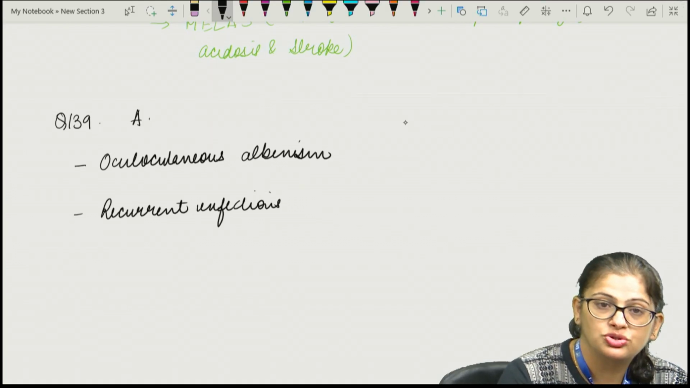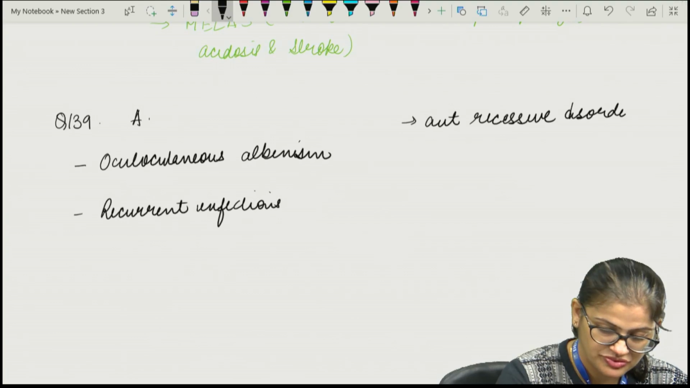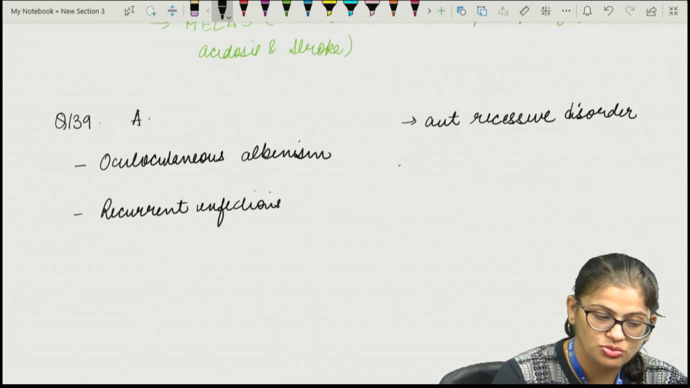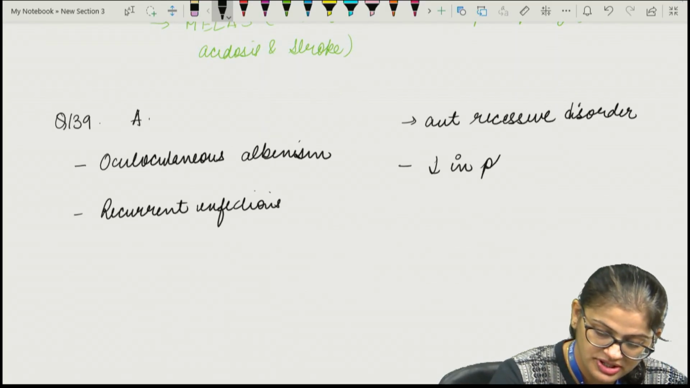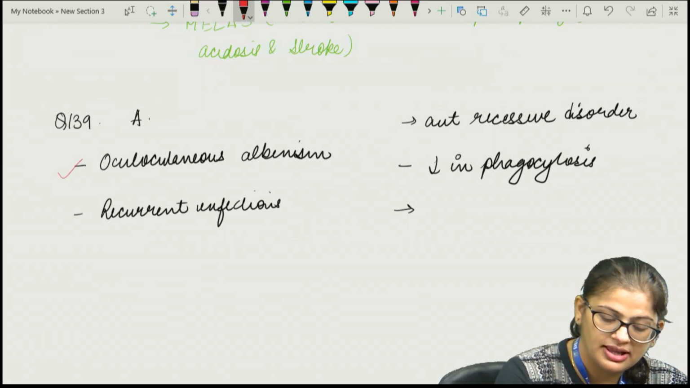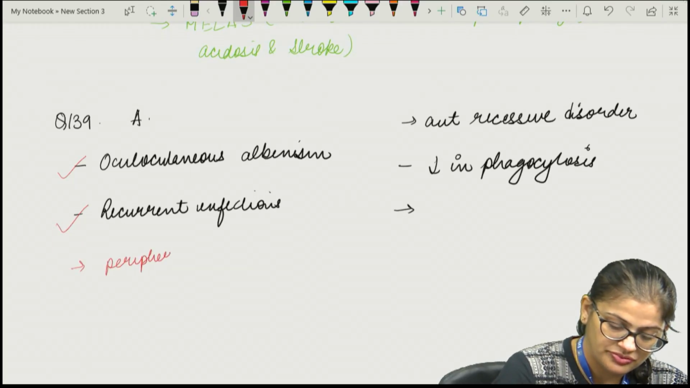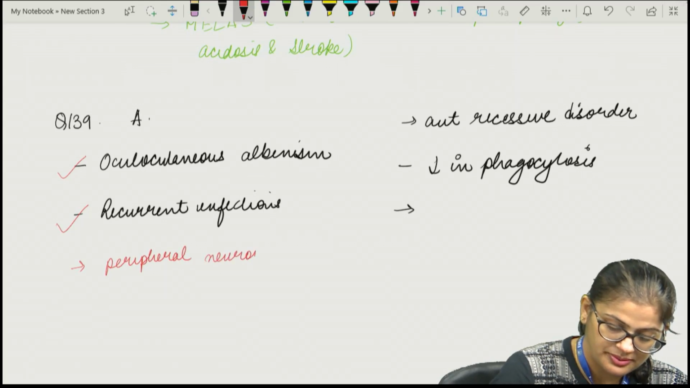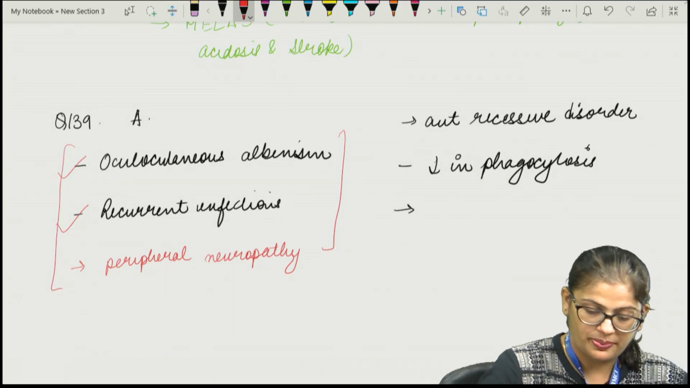so Chediak-Higashi syndrome is an autosomal recessive disorder that arises from a mutation of a lysosomal trafficking regulator protein that leads to decrease in effective phagocytosis. And so this condition results in oculocutaneous albinism, recurrent infections, and it also leads to peripheral neuropathy. So these are the important features of Chediak-Higashi syndrome.